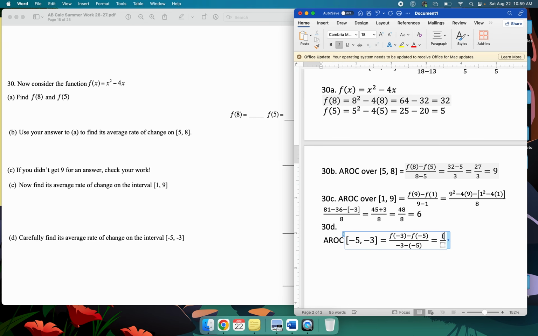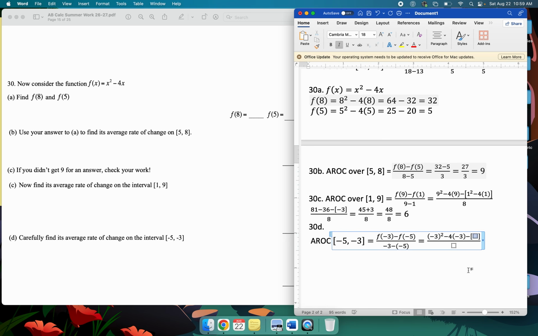So f of negative 3, that's negative 3 squared minus 4 times negative 3 minus, and again, I'm going to enclose all of f of negative 5 in parentheses to make sure that I subtract the entire expression, not just part of it. So f of negative 5, that's negative 5 squared minus 4 times negative 5, all over negative 3 minus negative 5, that's like negative 3 plus 5.